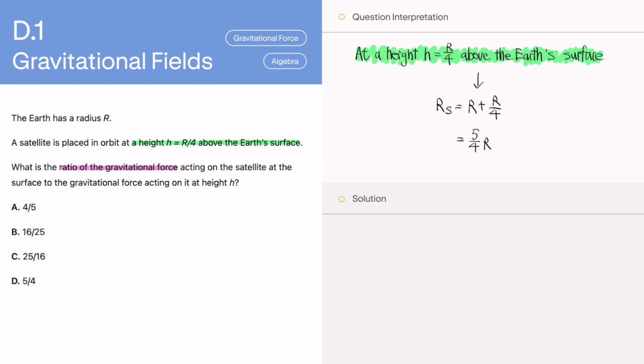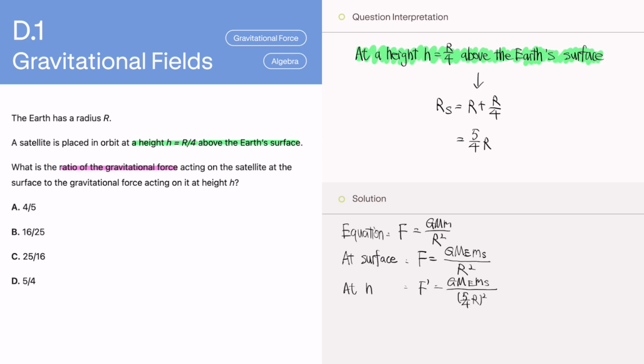The question asks for the ratio of gravitational force at two different positions. Let's put down the equation for gravitational force. At the surface of the Earth, F equals GMm over r squared. At height h, the force equals GMm over (5/4 r) squared.